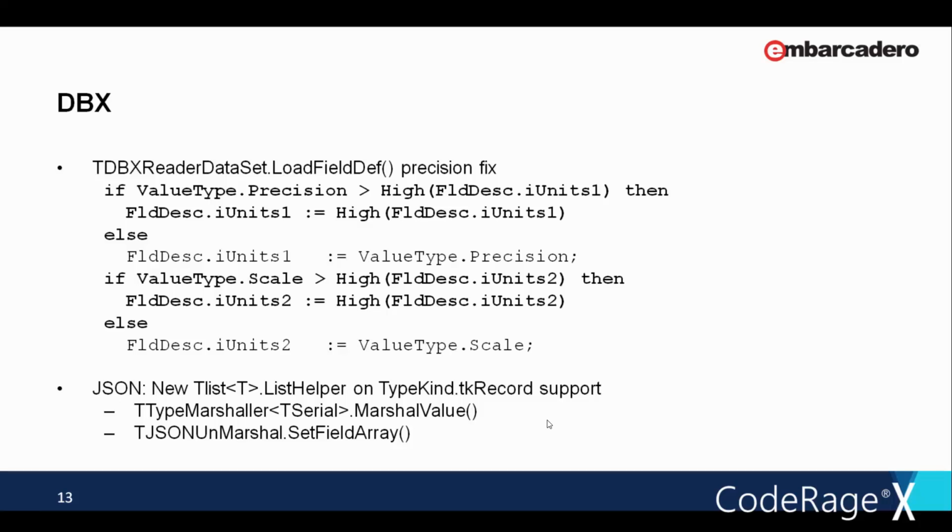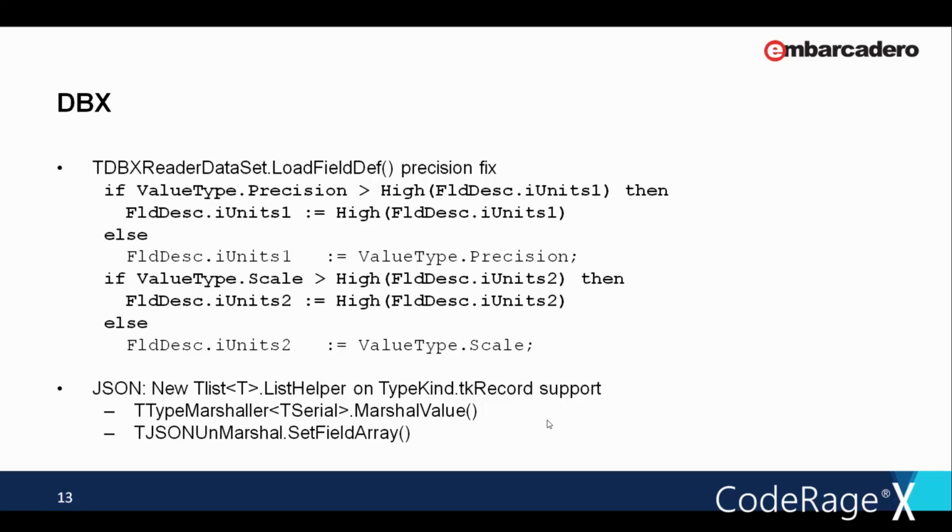For DBExpress, the DBX folder, there are actually some improvements there as well. There's a precision fix for LoadFieldDef. You can see here that it's looking at the scale and determining the value differently than it was before for the precision. So if you have a lot of floating point data that you work with, you might want to verify that the behavior is still the same.